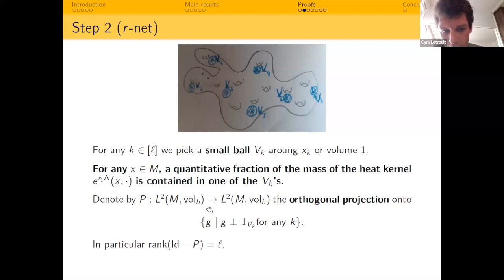Now we introduce an orthogonal projection, which will have a very important role. It's the orthogonal projection from L2 of M, with the volume induced by the metric, onto the functions which are orthogonal to all characteristic functions of the Vk. So you project and try to have average 0 over the Vk's. In particular, the codimension of P is L. You have L conditions, where L is the number of points in your net, which is not too large. That's the end of the R-net section.